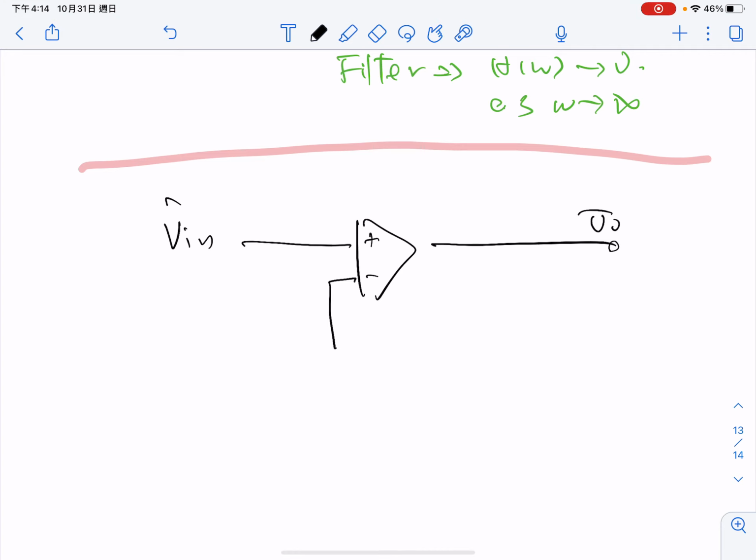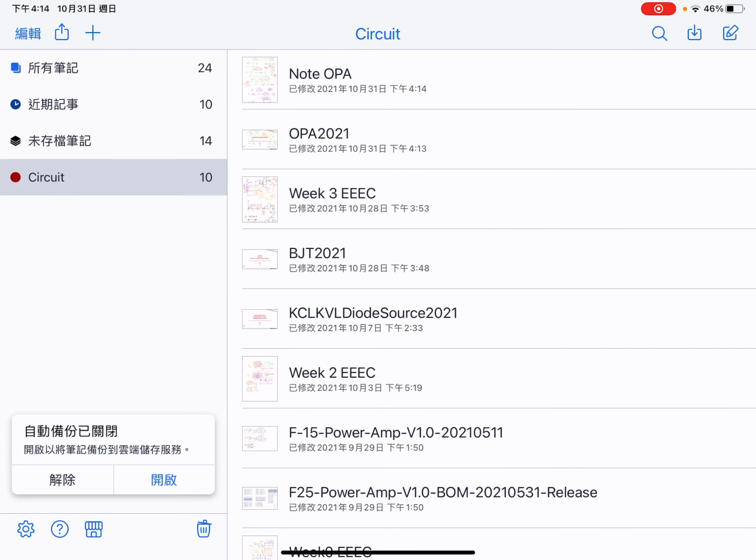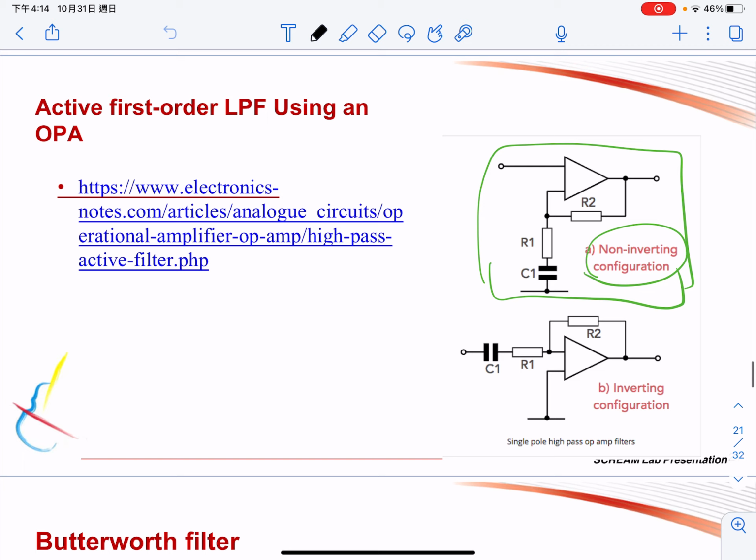And we have this one. This is R1. This is C, connected to the ground. This will be R2. Okay. Let me make sure that I'm correct. Okay, I'm correct. All right.